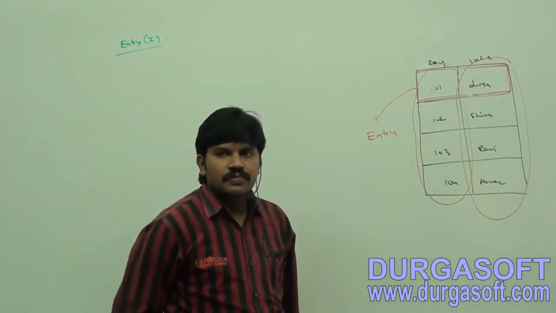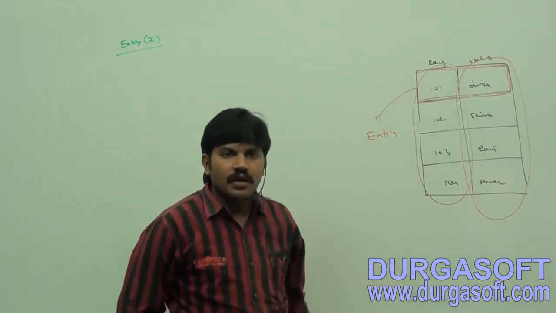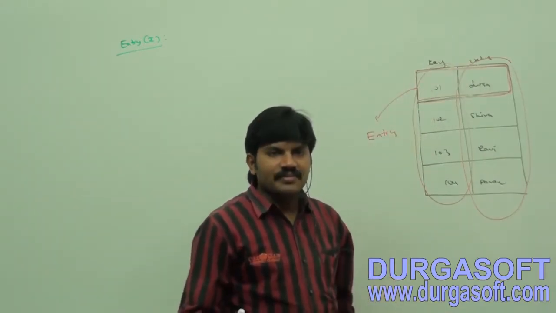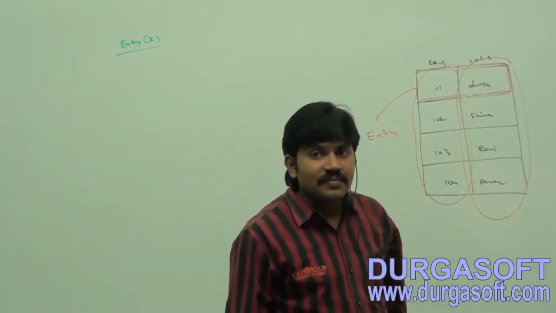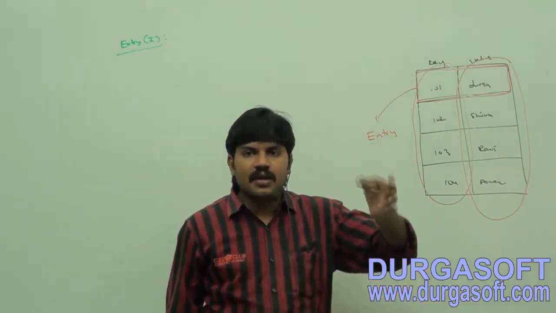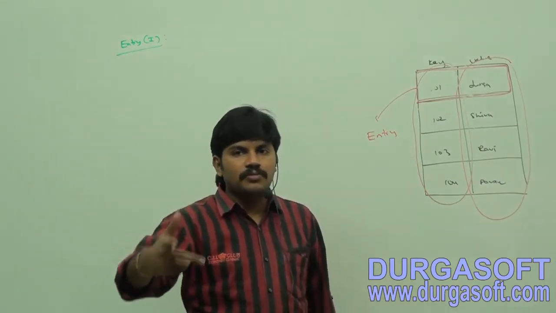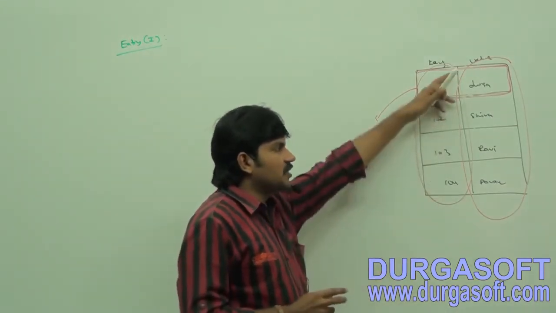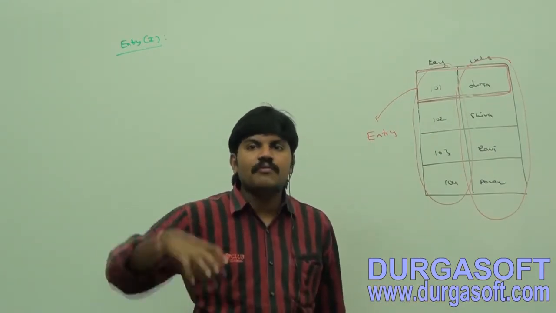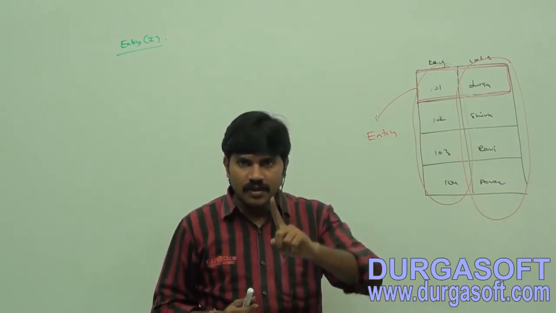Now I have one doubt. Is entry always part of the map or not? Entry is nothing but part of the map. If a map is not there, is there any chance of an entry existing? No. That's why entry is an inner interface of the Map interface. Without an existing map object, there is no chance of an entry object existing. That's why entry is always part of map, so the Entry interface is defined inside the Map interface only.